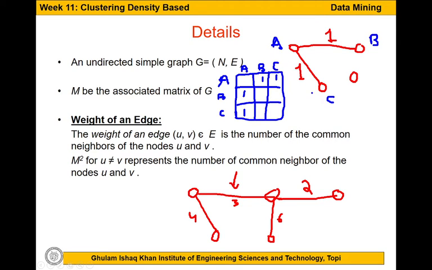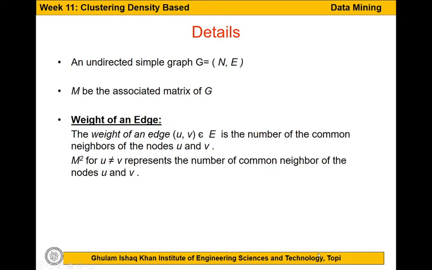Alternatively, we have another option which is called adjacency list, but I am sure that you have studied these concepts in the course of data structures during your bachelor's degree. Now, the weight of an edge which is used here is not like this, right? The weight of an edge is computed differently here in the density based clustering, right? Now, the weight of an edge u comma v is the number of common neighbors of nodes u and v, right? So let me demonstrate it visually to you.